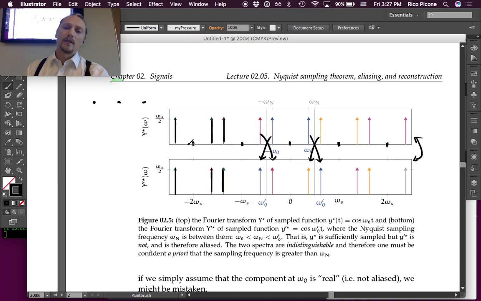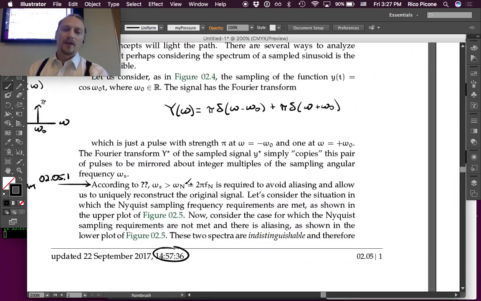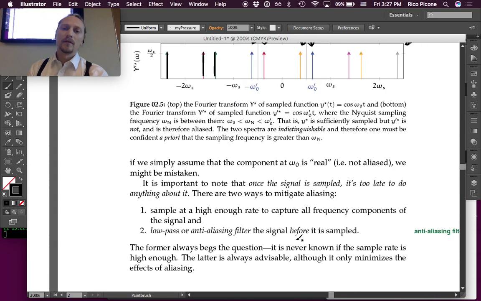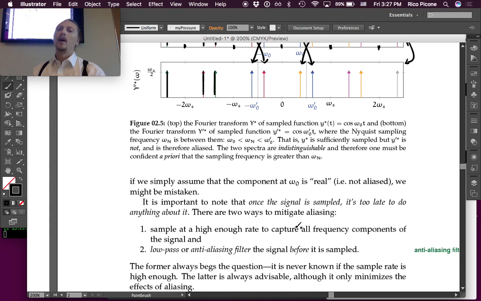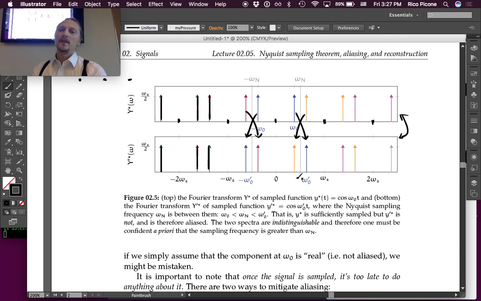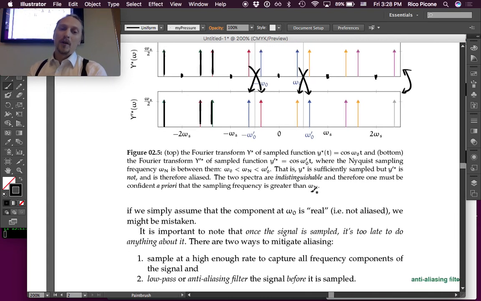Okay, so that's that, and so we get this issue of these two spectra being indistinguishable, and so we don't know what we're seeing, because when we do this sampling, we're going to see this line show up here. We're going to say, does our signal really have a fundamental or does it really have a frequency? Am I looking at a cosine wave with a frequency of omega naught, or am I looking at a frequency of omega naught prime? We don't know, is what it comes down to. So what do we do?